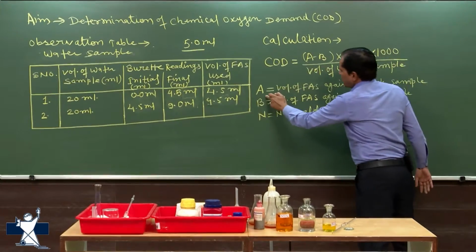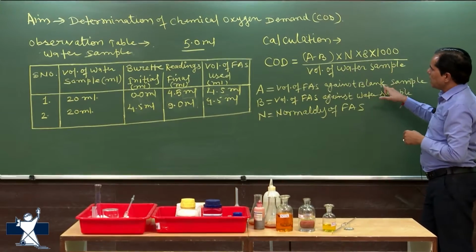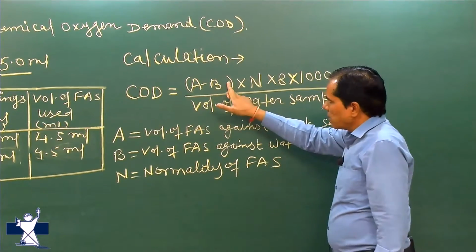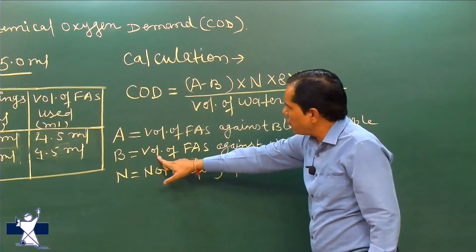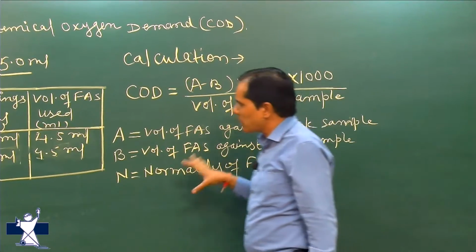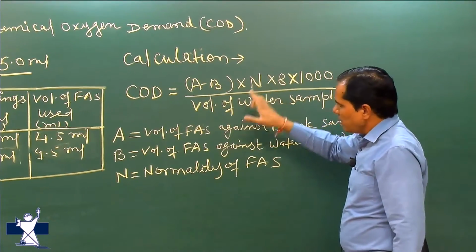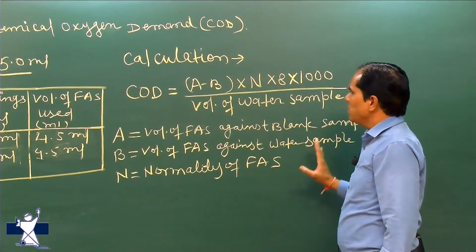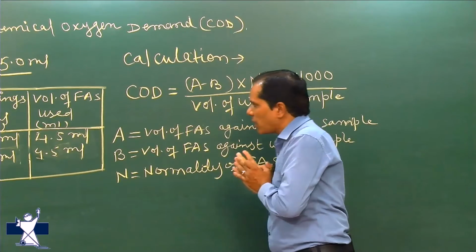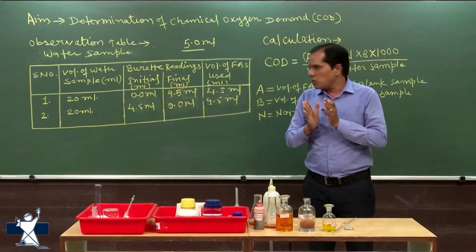Here A means volume of ferrous ammonium sulfate against blank solution, and the reading for the blank solution is 5.0 ml. B is volume of ferrous ammonium sulfate against water sample, and the reading for water sample is 4.5 ml. And N means the normality of ferrous ammonium sulfate, into 8 into 1000. This is the standard formula, which is taken from APHA.